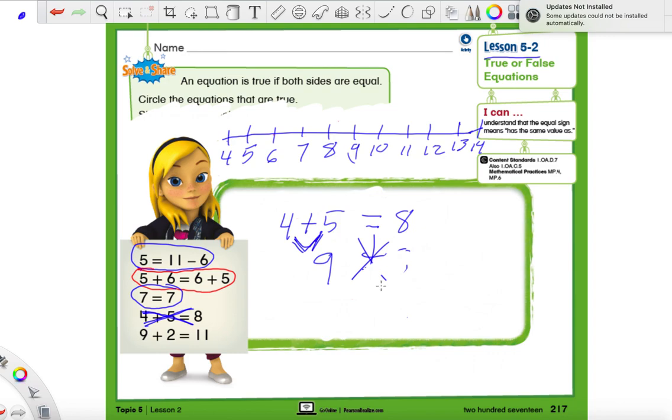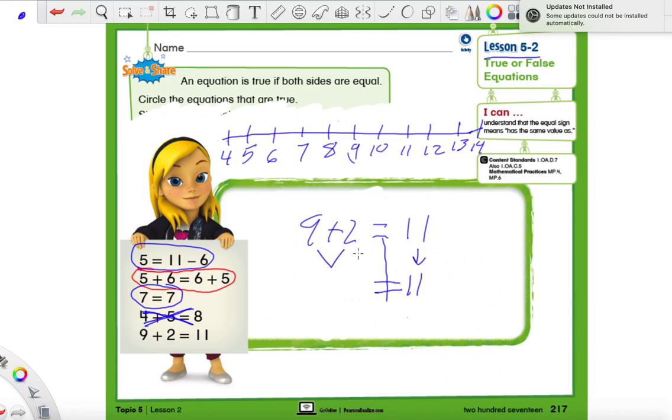And then we have one left. It says 9 plus 2 equals 11. So let's go ahead and give this one a try. We have 9 plus 2 equals 11. You can draw your little fence and make sure that the numbers match up. Remember, the 11 just gets brought on down.